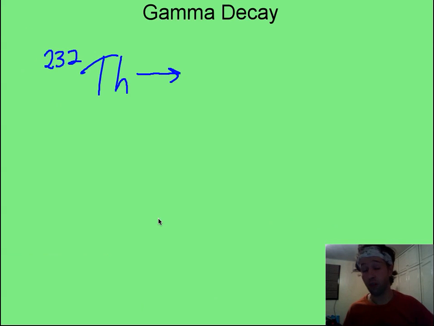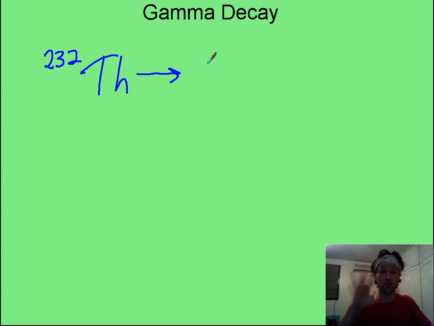The last or third type of radiation you have to care about is gamma decay. Gamma radiation is super exciting because that's what made the Incredible Hulk green. It may not make you green. If you were exposed to it, it would probably just kill you if you were exposed to enough of it, I guess. But it's easy to do mathematically because let's say we've got thorium-232.